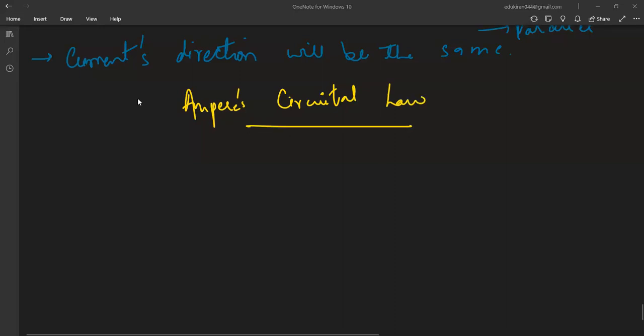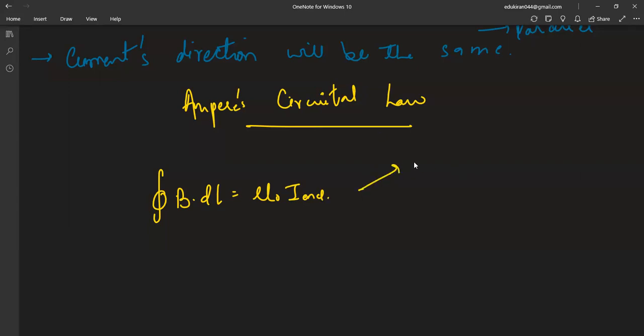Yes, Ampere's circuital law basically says that if you take the line integral of the magnetic field around a closed loop, it is mu naught times the current that is enclosed. This is Ampere's circuital law. All right, remember that this law is suitable for infinitely long and symmetrical distributions. This is valid for symmetrical as well as infinite distribution.